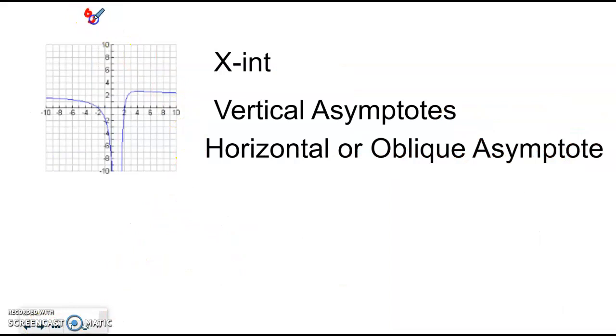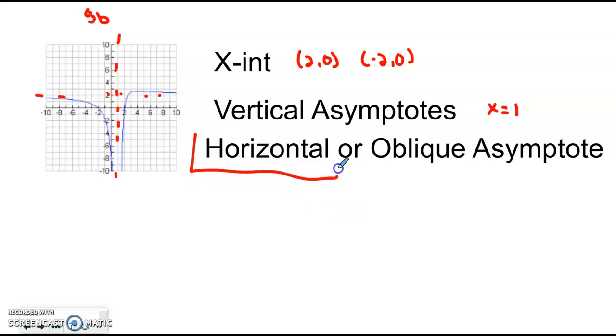This is B, 8b, in your notes. All right, so x-intercepts, I do have 2. I got (2, 0), and I got (-2, 0). Vertical asymptotes, it does look like I have one at x equals 1. Okay? And then is it a horizontal or oblique asymptote? Looks like I have a line right in the middle, so I do have a horizontal asymptote, okay? And it looks like the horizontal asymptote is at y equals 2.